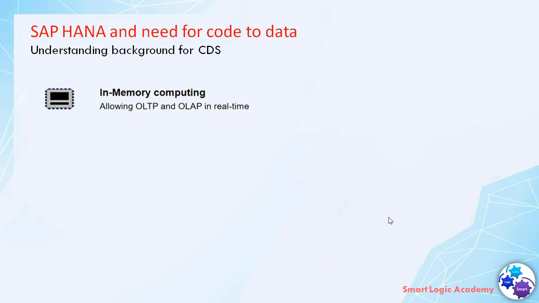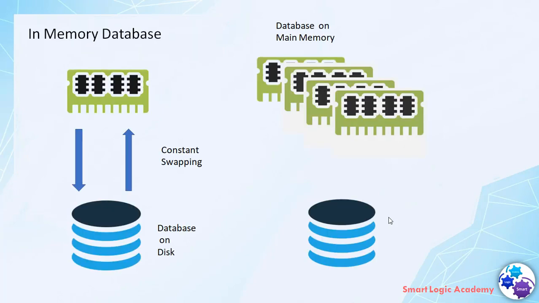The main feature of SAP HANA is it is an in-memory database and it allows OLTP and OLAP in real time. First, I will tell you about in-memory database in detail, and then we will discuss what is OLTP and OLAP.